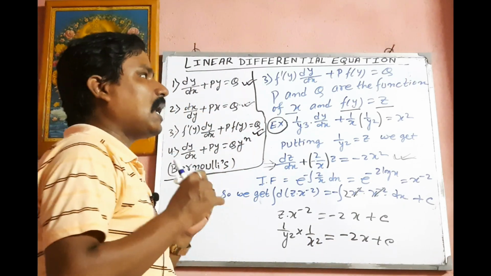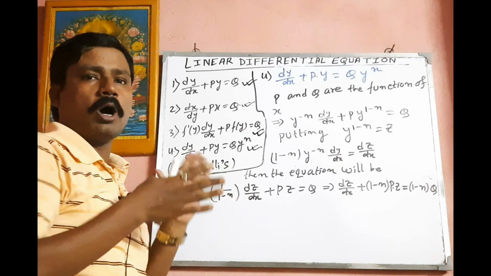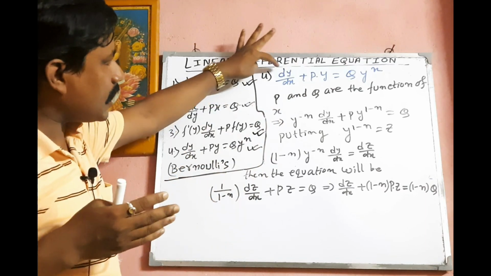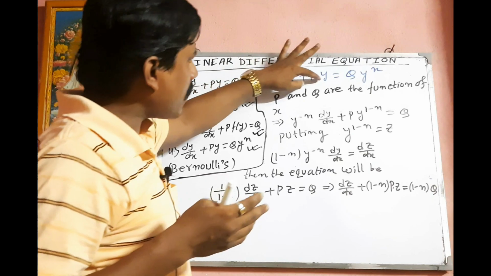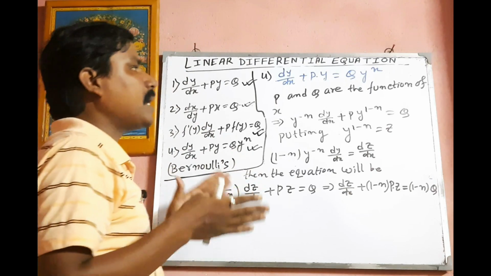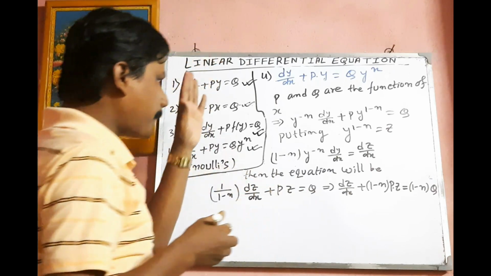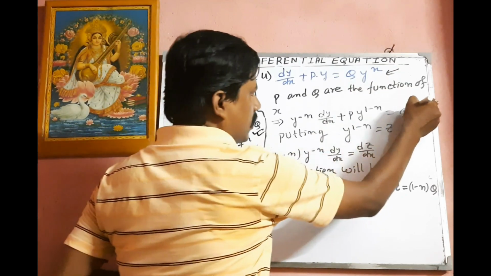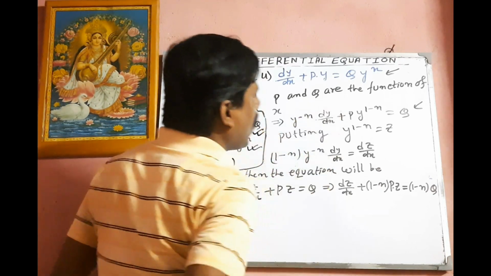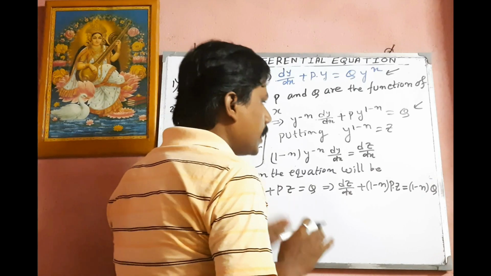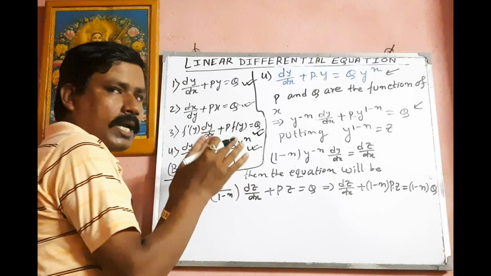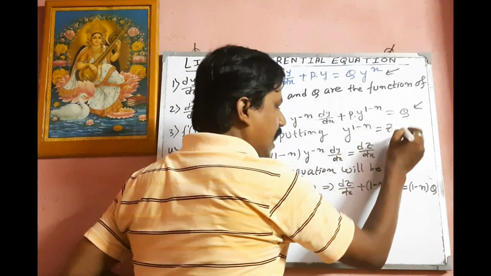This is the complete third kind. Now we are discussing the fourth type of linear differential equations. These are Bernoulli's equations, and the equation is dy by dx plus p times y equal to q times y to the power n, where p and q are functions of x. Now arranging this equation, we get y to the power minus n times dy by dx plus p into y to the power 1 minus n equal to q. And now putting y to the power 1 minus n equal to z.